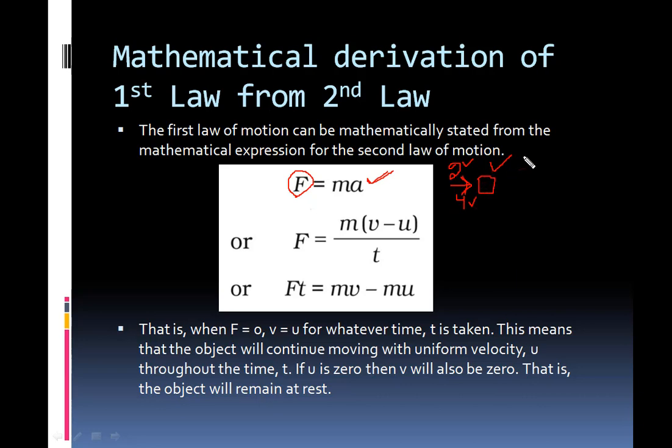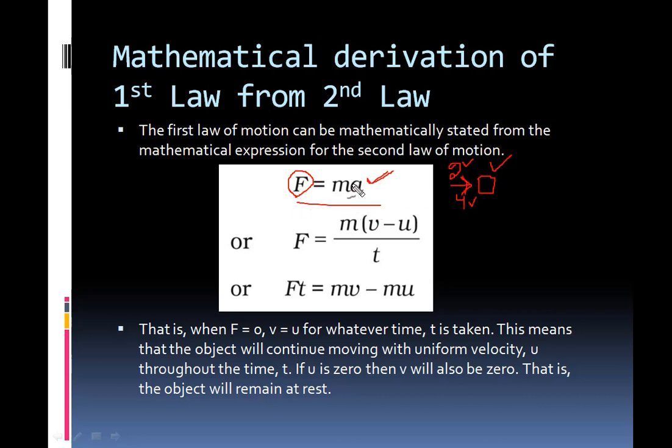Okay, now if 10 Newton force is applied on the body and the body starts moving, then in this case 10 Newton becomes an unbalanced force. Why? Because the 10 Newton force has made the body move from its original position. Okay, so here force is equal to mass into acceleration.